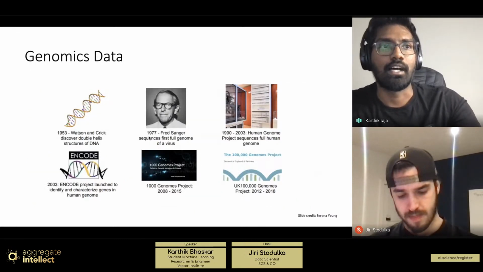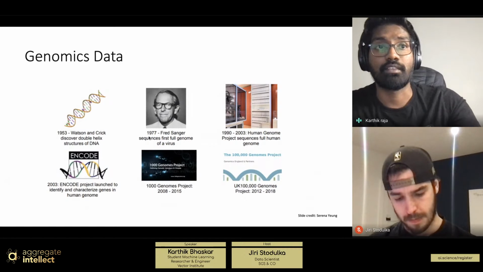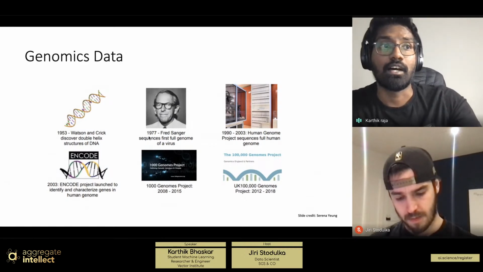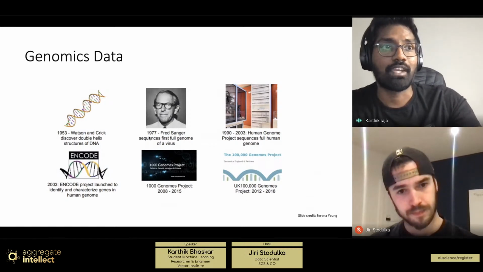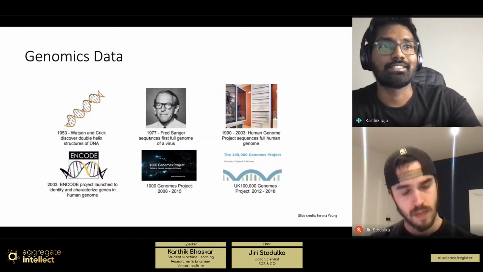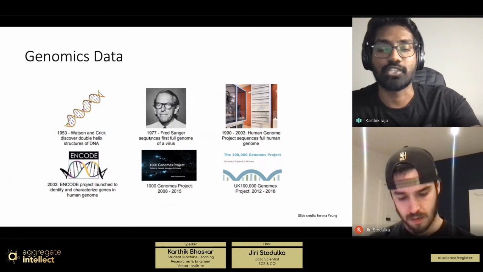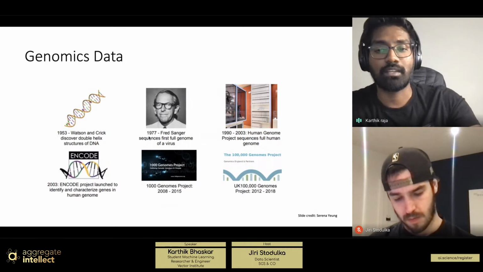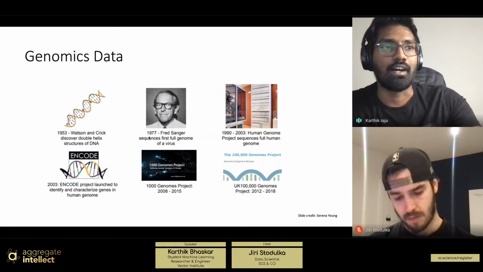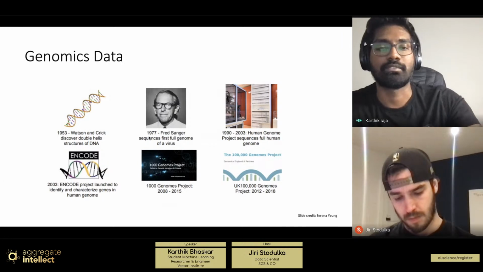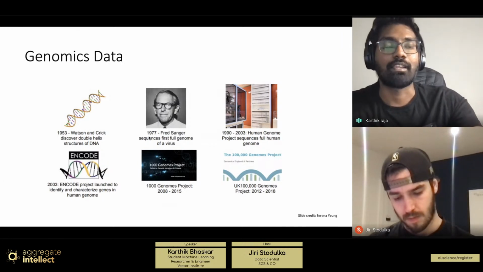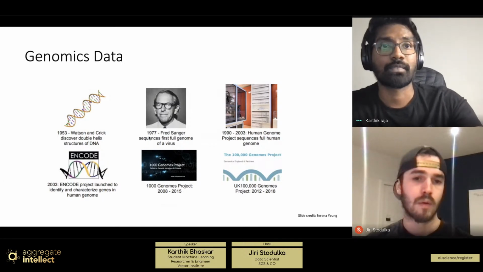electronic health records, we have seen a tremendous increase in genomics data as well. In 1950, we discovered the helix structure of DNA, in 1977 we discovered the full genome of a virus, and in 2003 we sequenced a full human genome. But by the end of 2018, we had hundreds of thousands of genomes. The point is, we have millions of genomic data as well, right?